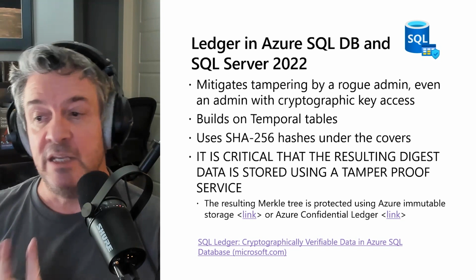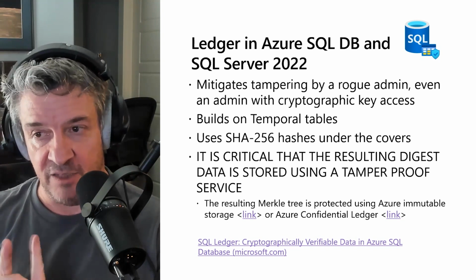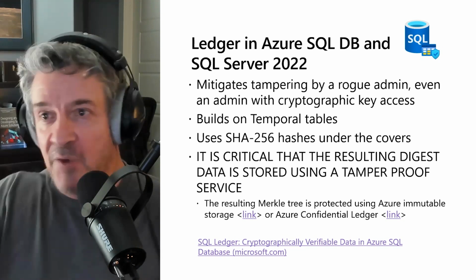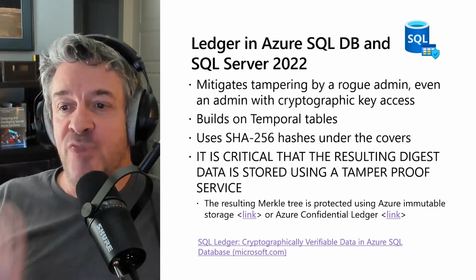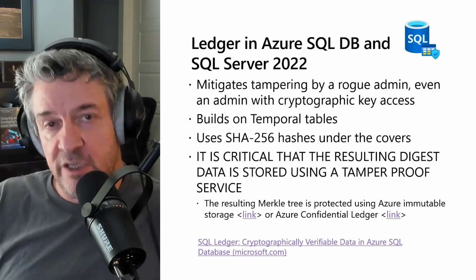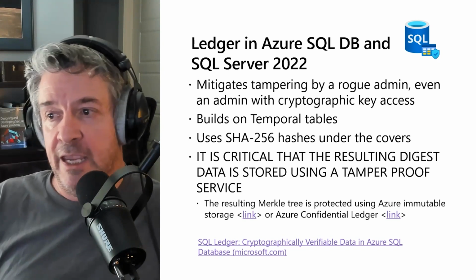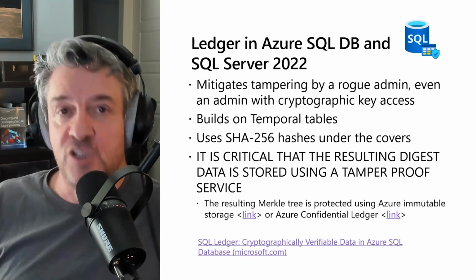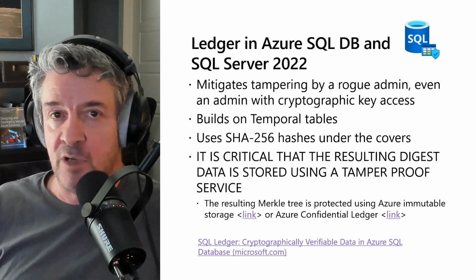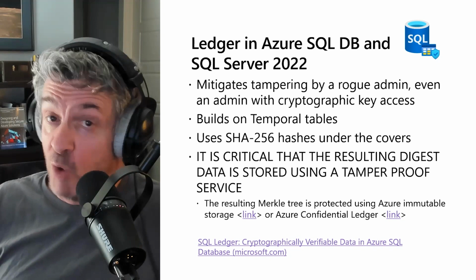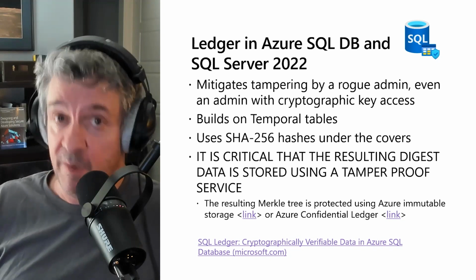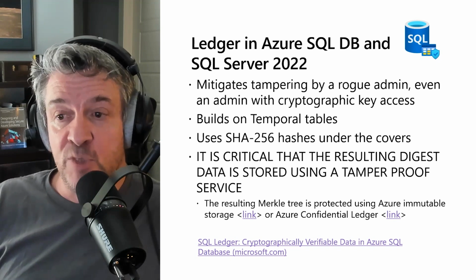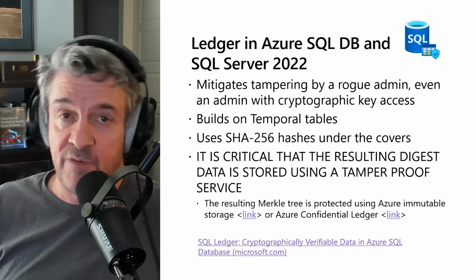Now, here's the really important part. I really want to stress this. This is the absolute linchpin of the cornerstone of the foundation of Ledger. That resulting Merkle tree must be stored in a tamper-proof service. You could store it in a storage account with a strong RBAC policy, but a rogue admin can still go in and change the RBAC policy and change the data. You need to store it in something like either Azure Immutable Blob Storage or Azure Confidential Ledger.